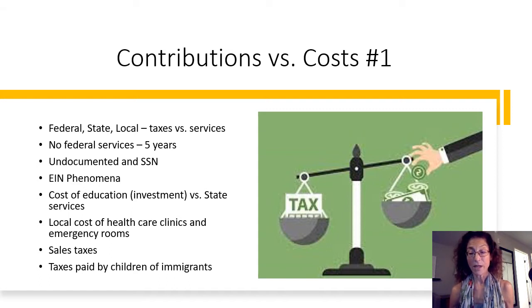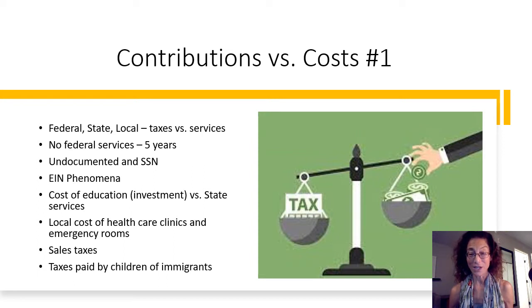So Obamacare, for example, our national healthcare system, is not available to legal immigrants. And there are a variety of programs that are available, but not for 5 years. So you can be a legal immigrant for 5 years and not have access to basically any federal services. Now, even for undocumented people, this same situation holds.